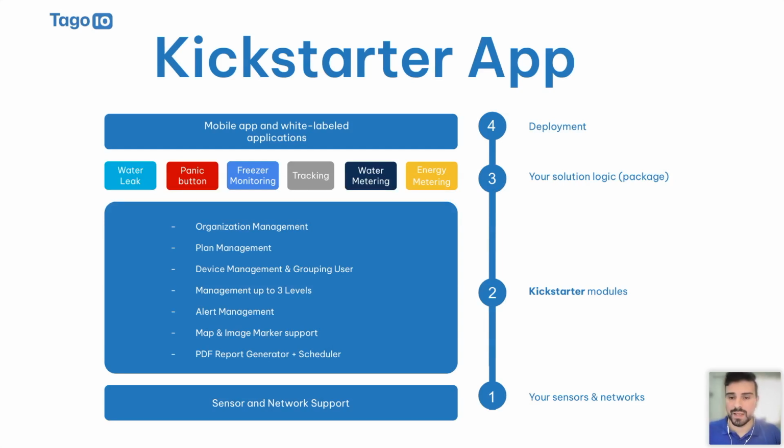And we have expanded the Kickstarter to different levels here. So we have water leak, panic button, freezer monitoring, tracking, which is the one that I'm going to be showing today, water meter, and energy metering. When you have configured one of these verticals that make more sense for you, you can then white label the entire application and deploy it on App Store and Google Play.